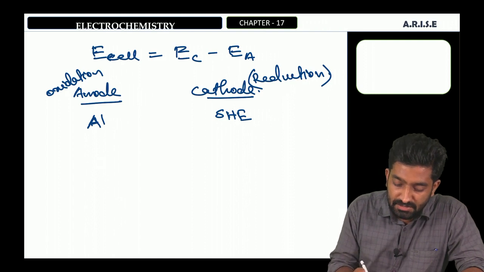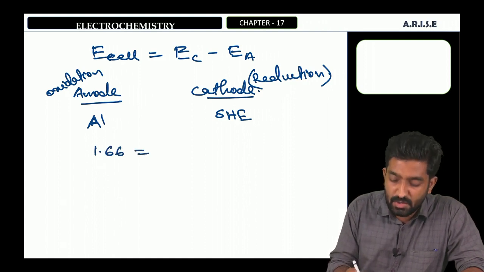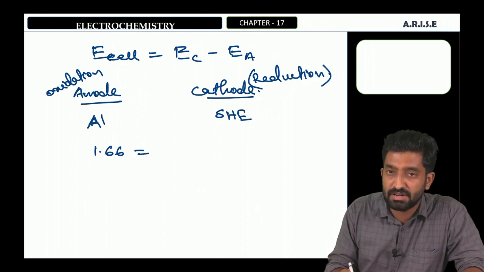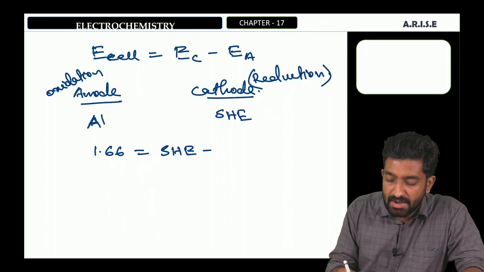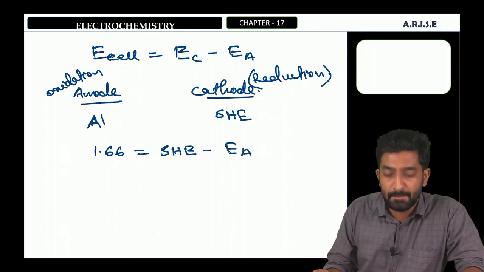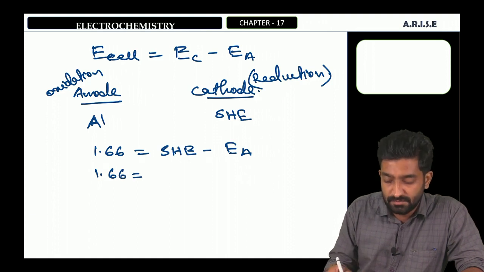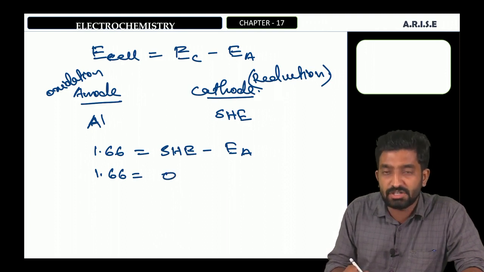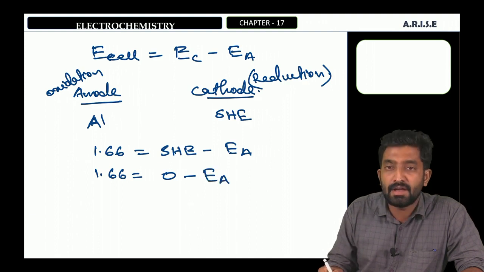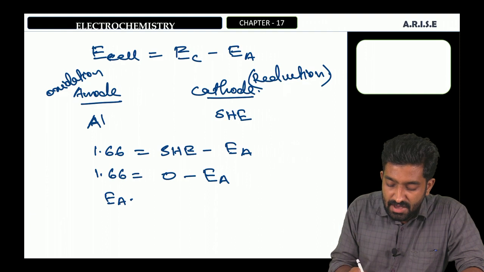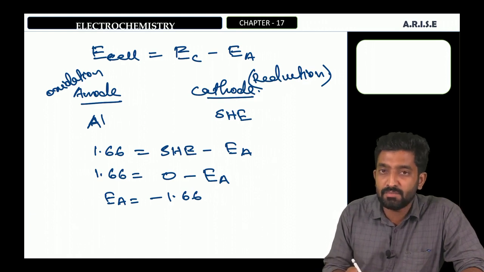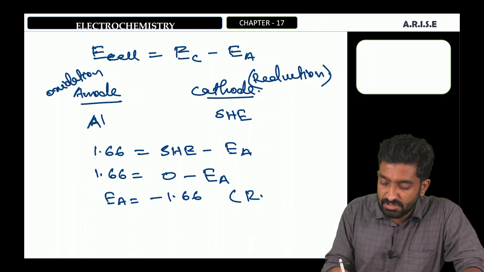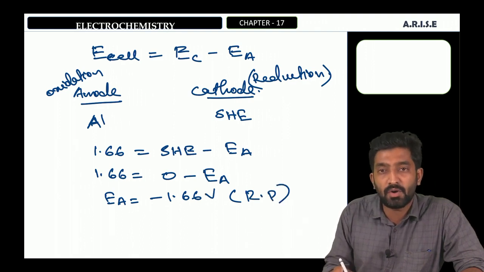Therefore we can write E cell, given in this question as 1.66, equals cathode potential, the cathode being the standard hydrogen electrode, minus anode potential. 1.66 equals the standard hydrogen electrode, whose reduction potential is equal to 0, minus anode potential. From this data we can write Ea, the anode potential, equals minus 1.66. That is the reduction potential of aluminium.